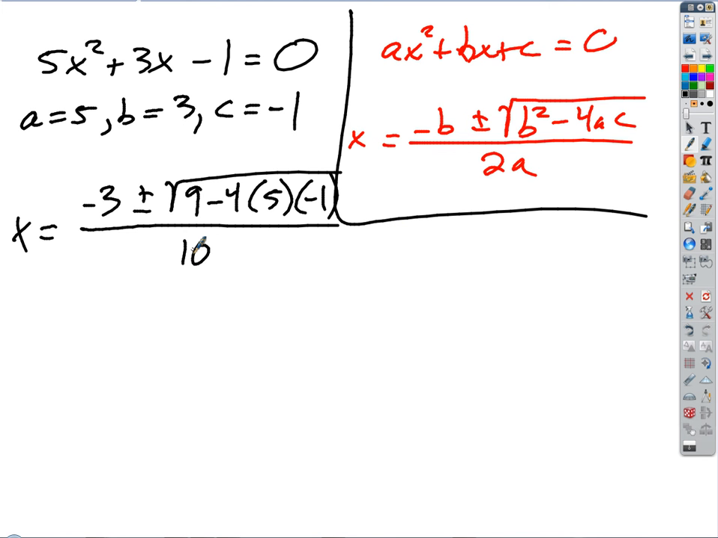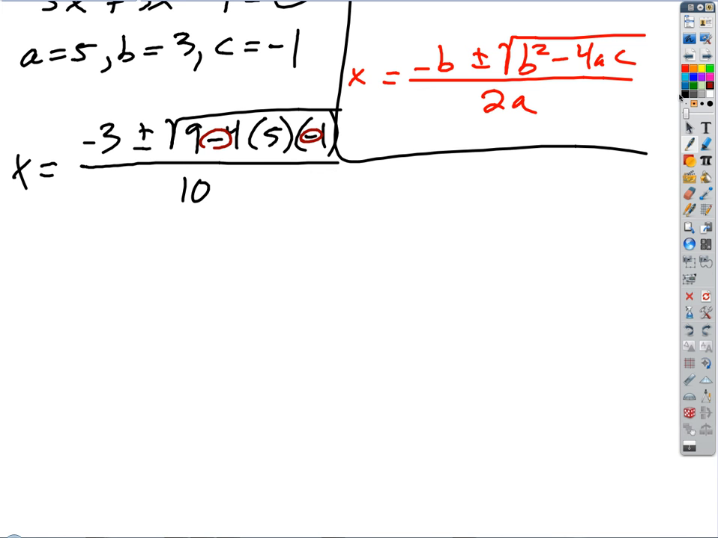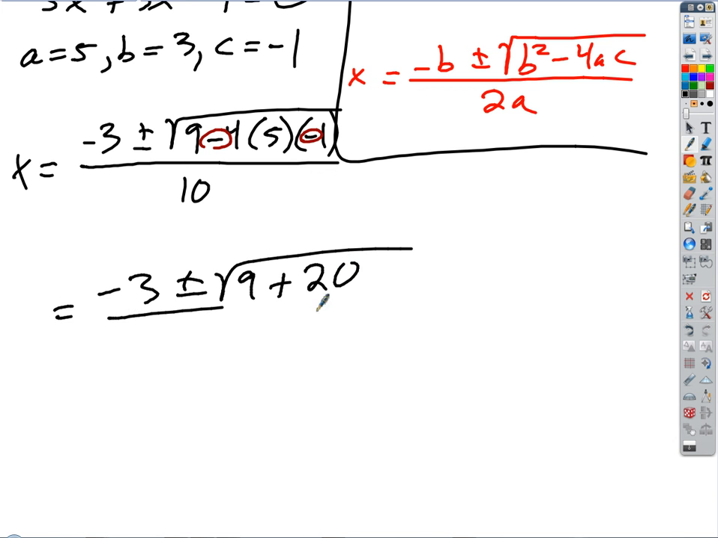Here's why I like you to write it this way. All you have to do then is count the number of negative signs, because you've got a product of 3 numbers here. This time we have 2 negative signs. Whenever I multiply an even number of negative numbers together, what is the result always guaranteed to be? Positive. If I multiply an odd number of negatives together, I'm always guaranteed to get a negative result. So when I simplify this, I'm going to get negative 3 plus or minus the square root of 9 plus, because I have an even number of negative signs, I just find that product. 4 times 5 times 1 is 20. All divided by 10.